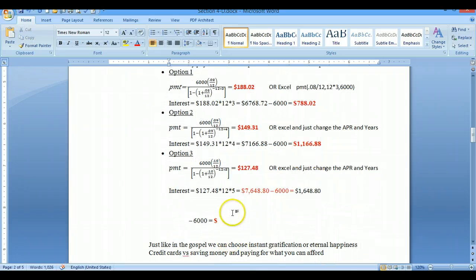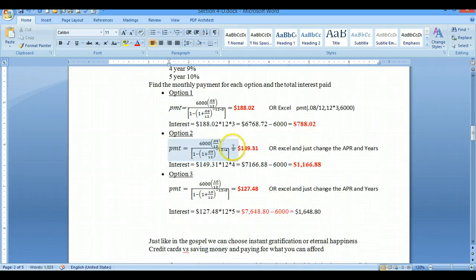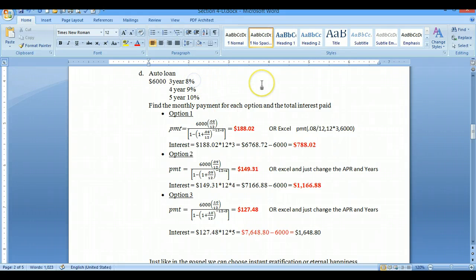All right. So let's look at these options again. Option 1 was for 3 years at 8%, which means I had a higher monthly payment. But in the end, I only paid $700 in interest. Versus the third option, I had a much smaller monthly payment, but I ended up paying over $1,500, and I'm going to highlight that, over $1,500 in interest. So it's a significant difference between the two.